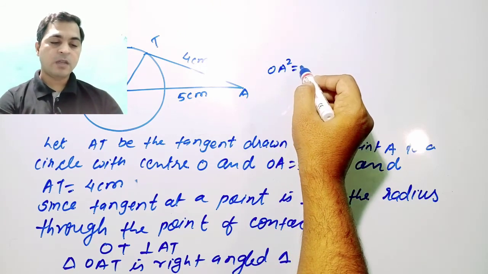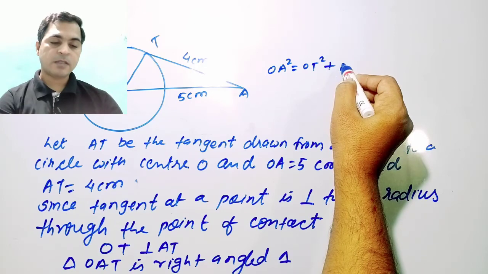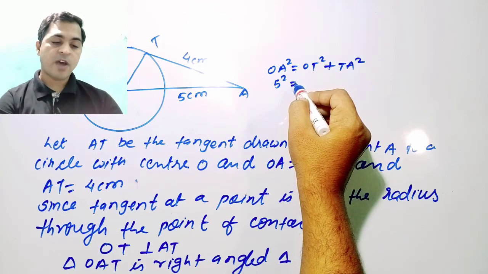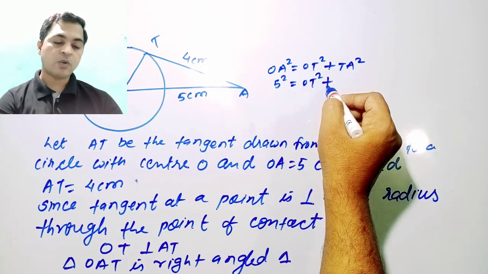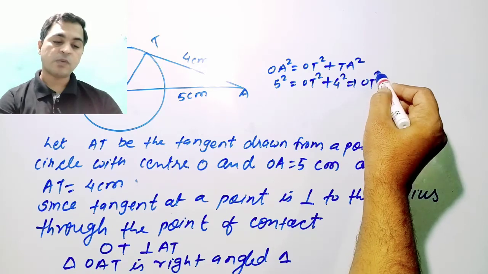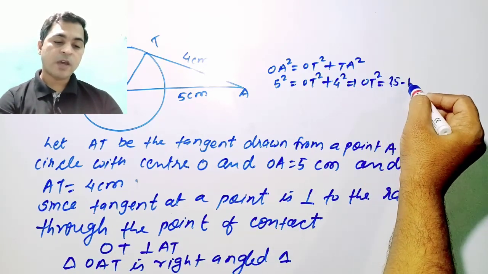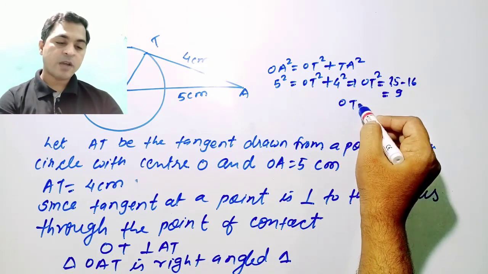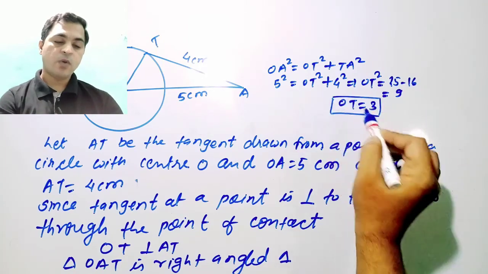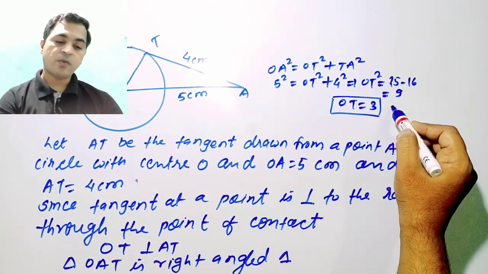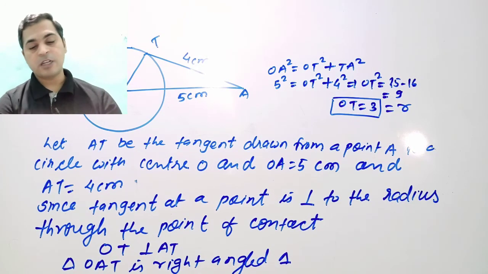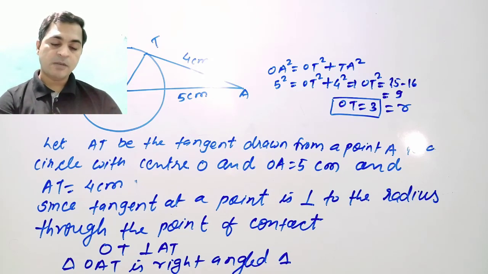So OA square is equal to OT square plus TA square. The value of OA is 5, so 5 square, and OT square is unknown, and the value of AT is 4, so 4 square. So we want to find out OT square, so there will be 25 minus 16, square of 5 is 25 and square of 4 is 16. So the value of OT square is 9, so the value of OT is 3. So students, the radius of this circle is 3 centimeter. How much? 3 centimeter. Okay students, let us move to the next question.